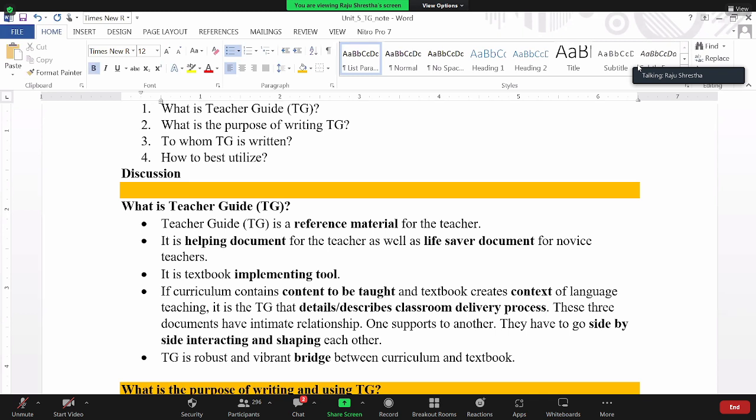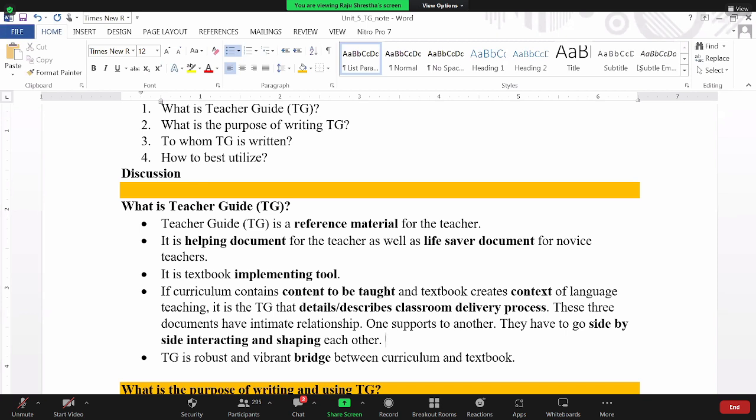Curriculum contents: content to be taught, subject matter to be taught. The textbook creates context for language teaching and learning, and it is the TG that details and describes the classroom delivery process. These three documents have an intimate relationship, a close relationship. One supports another. They have to go side by side, interacting and shaping each other, not in isolation. One supports the other. Curriculum is there, then textbook is there, then TG is there. First, the curriculum will be there.